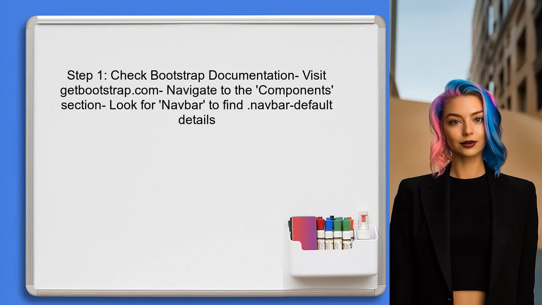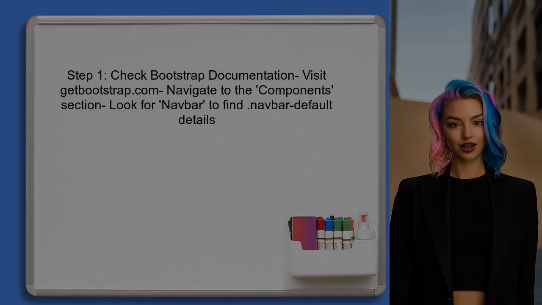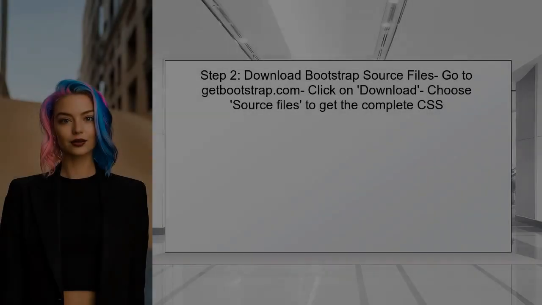To find the full CSS style definitions for the .navbar-default class, the user can start by checking the Bootstrap documentation. This is a great resource for understanding the available classes and their properties. Next, the user can download the Bootstrap source files. This will allow them to access the complete CSS files directly on their local machine.